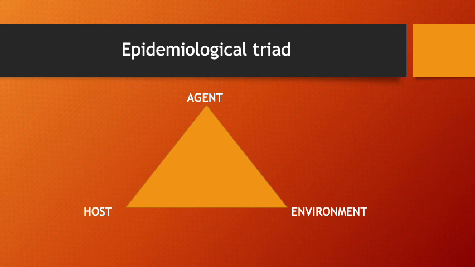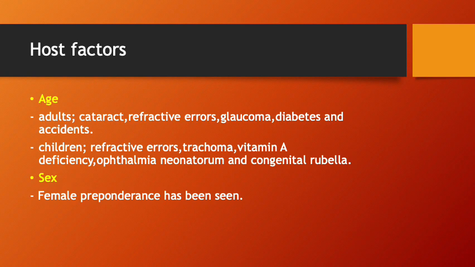Now, like any other disease, blindness also has an epidemiological triad. Agent factors we already discussed. Now, coming to the host factors, the first factor is the age. Causes of blindness among the adults, the foremost is the cataract. Then we have refractive errors, glaucoma, diabetes, and accidents.